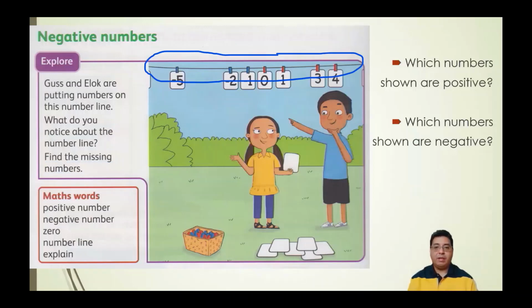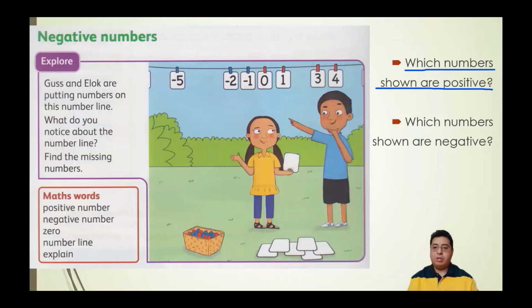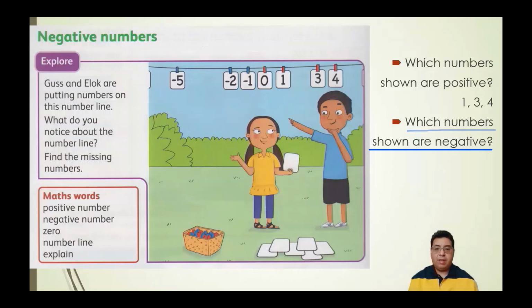Before we find the missing numbers, I just wanted to ask, looking at this number line here, which numbers shown are positive? As you can see, we've got several numbers up, and the positive numbers are 1, 3, and 4. Second question: which numbers shown are negative on this number line? The negative numbers that we see here are -5, -2, and -1.